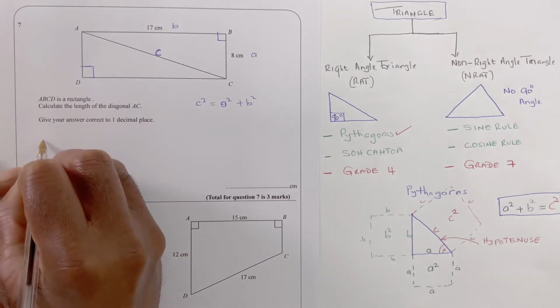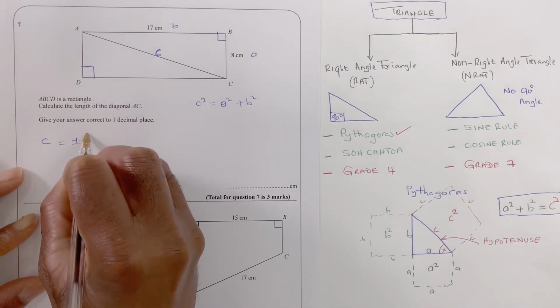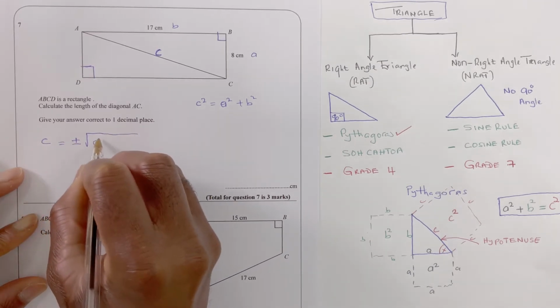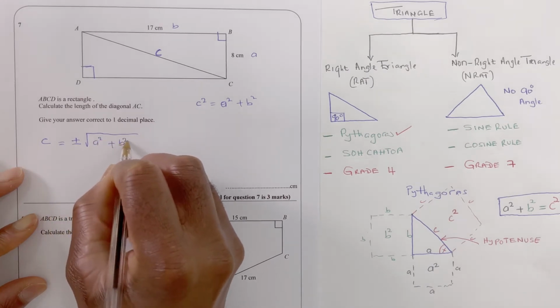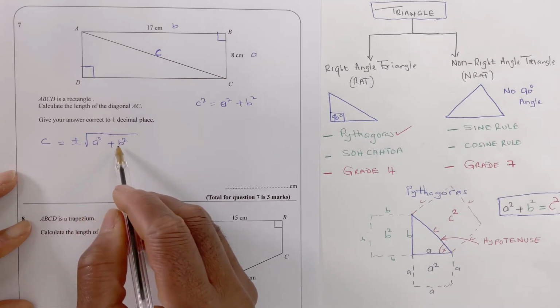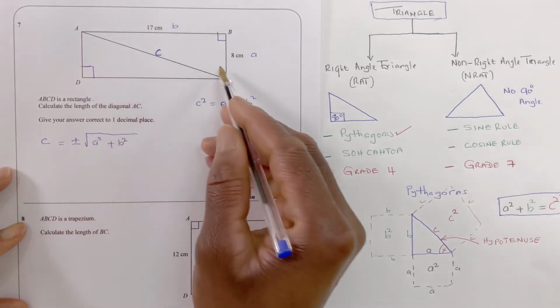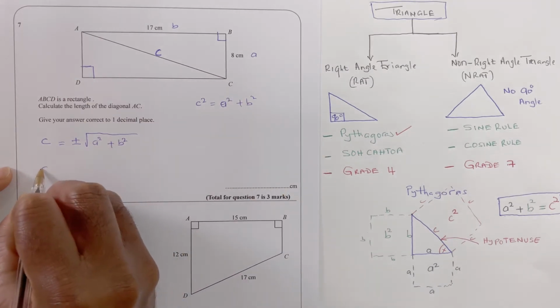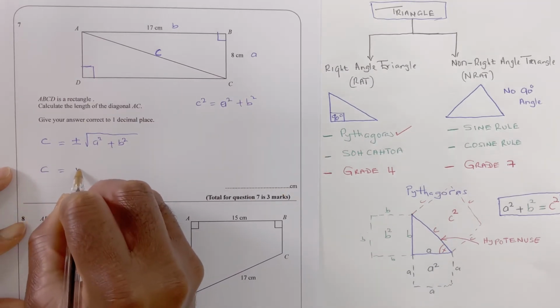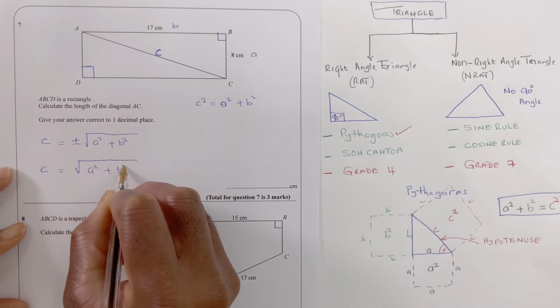So we need to say C is plus or minus root A squared plus B squared. Plus or minus means you can get a positive value and a negative value, so you can get two values. But we don't want the negative value because a length can't be negative. So we can just carry on by writing that as just root A squared plus B squared.